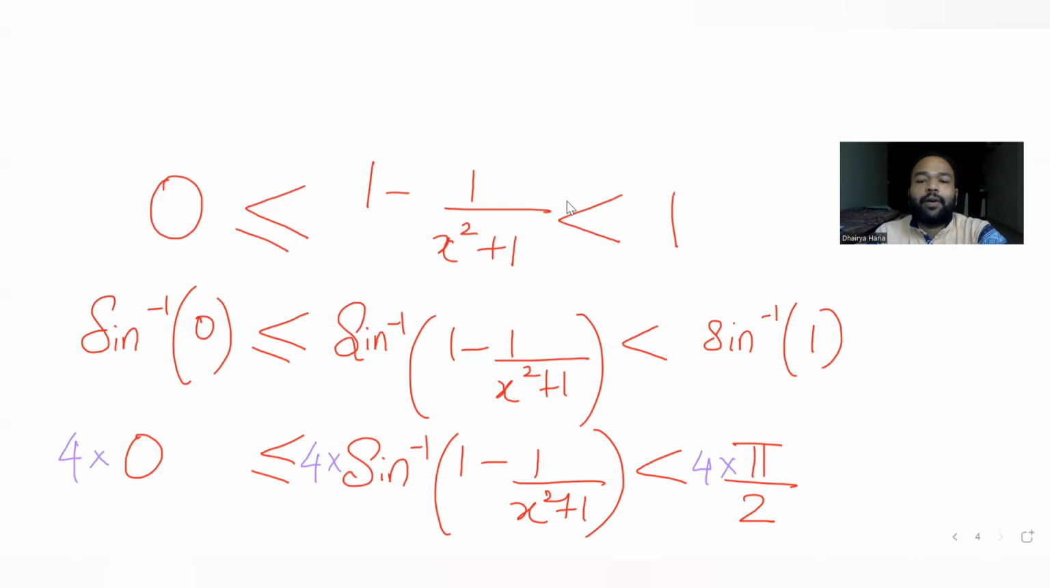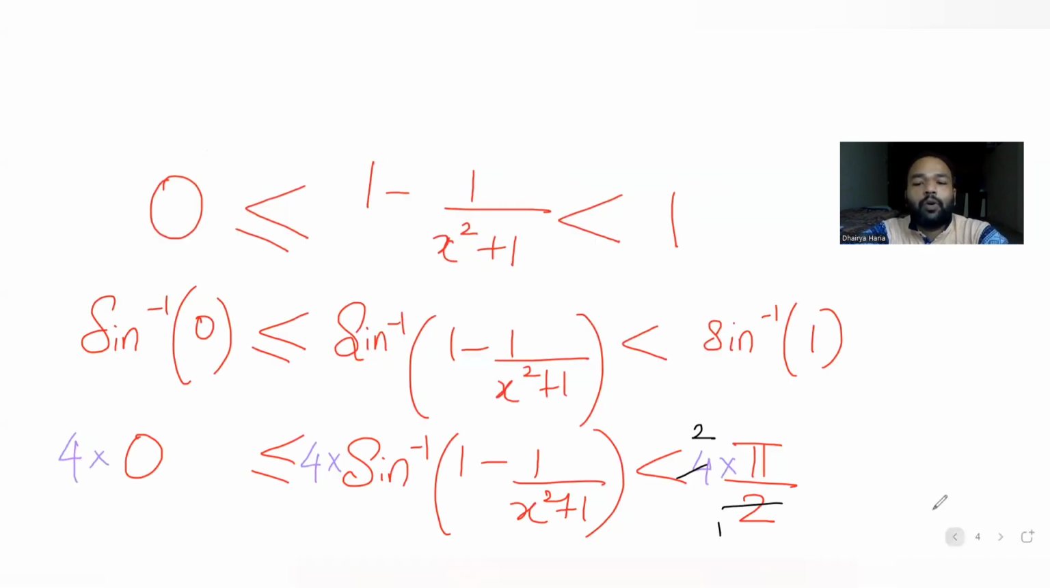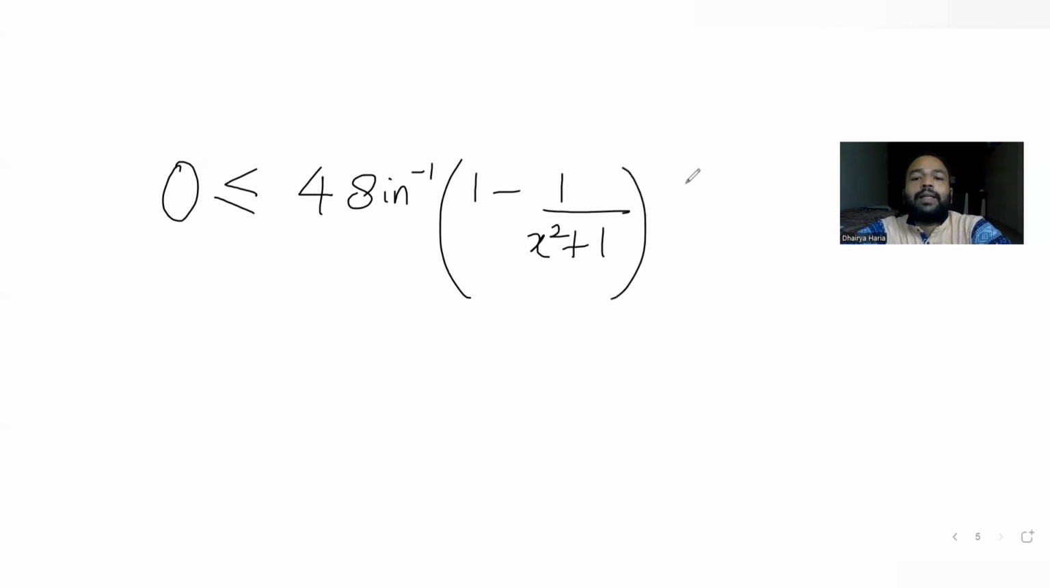what I get here is 2 ones are 2, twos are 4. So you get the entire expression to become 4 into 0, which is 0, less than or equal to 4 sine inverse of 1 minus 1 upon x square plus 1. That is less than, not equal to, it is just less than 2 pi. So I'll put that as less than 2 pi.